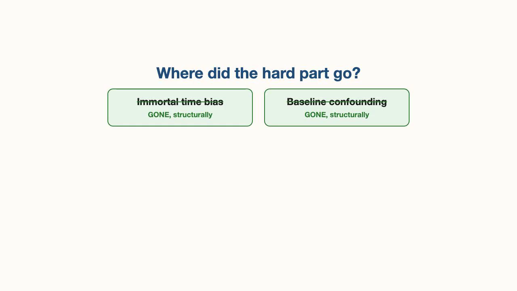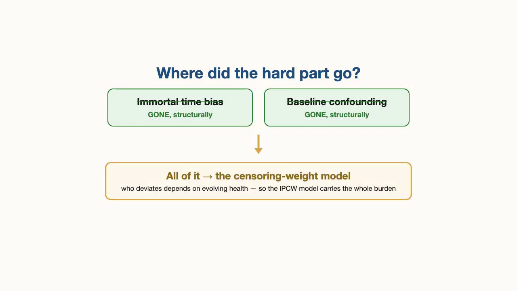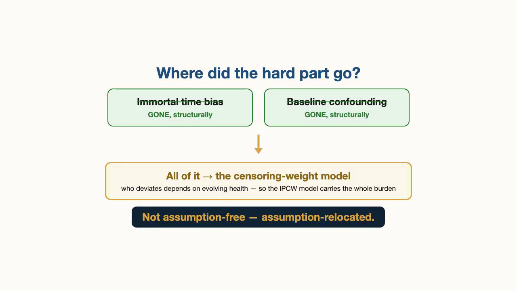But the hard part did not vanish, it moved. All the confounding now lives in one place. Who deviates, and therefore whose clone gets censored, depends on their evolving health. The entire analysis now rests on the censoring-weight model. Clone-sensor-weight is not assumption-free. It is assumption-relocated into the one-place lesson 12 taught you to inspect.